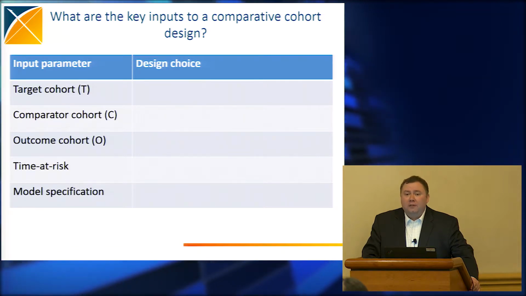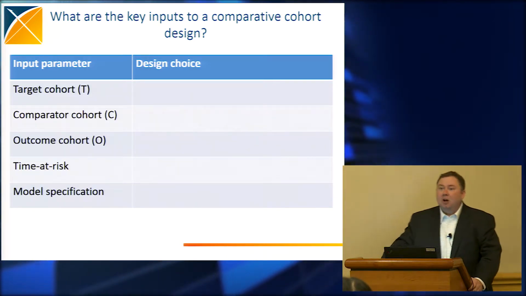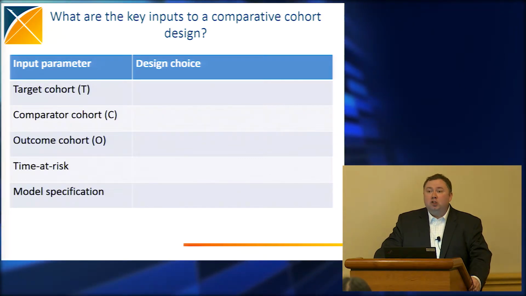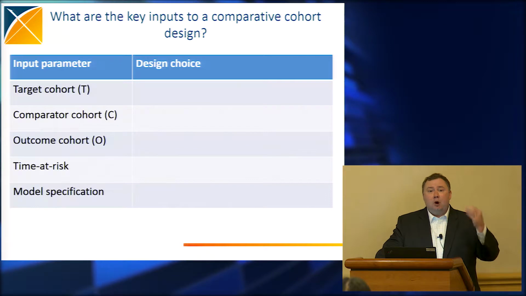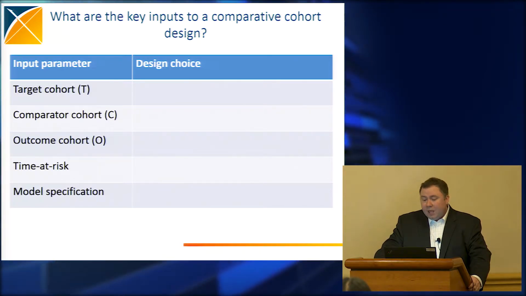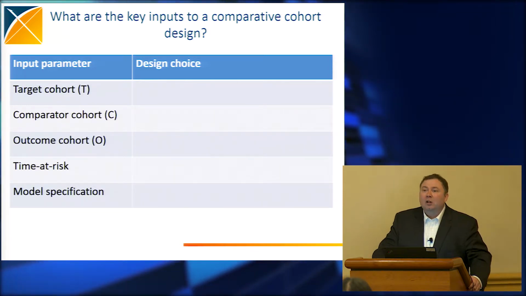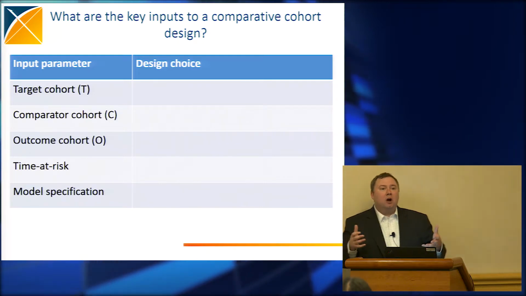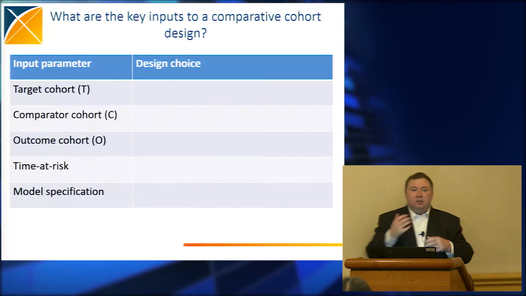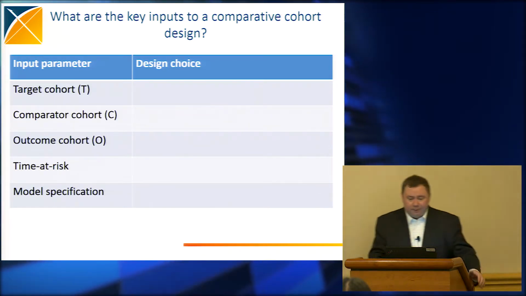The first choice you have to make is the time at risk. So what is the duration of time that we're going to look to see whether or not the outcome was experienced amongst either the target or the comparator cohort? That time at risk is a choice that we have to make, and it actually is part of the fundamental question specification. And then the last thing that we're going to work on is how to actually specify a model. So how do you specify the statistical algorithm that you're going to apply to your T, your C, and your O for that time at risk to be able to generate some sort of a causal estimate?